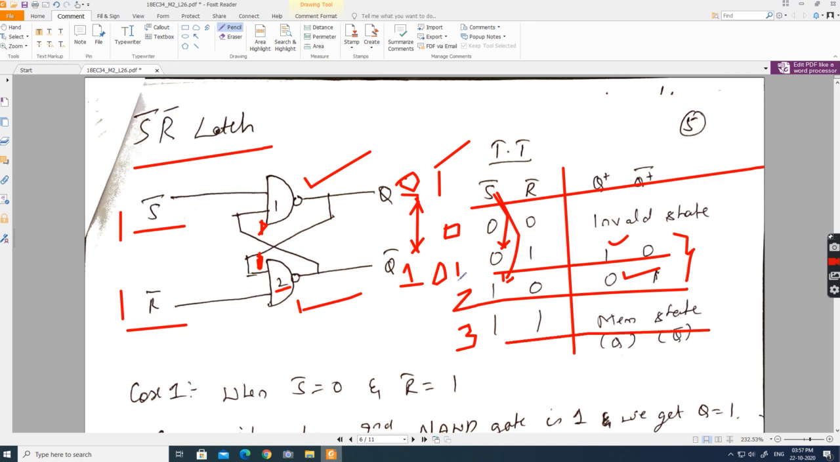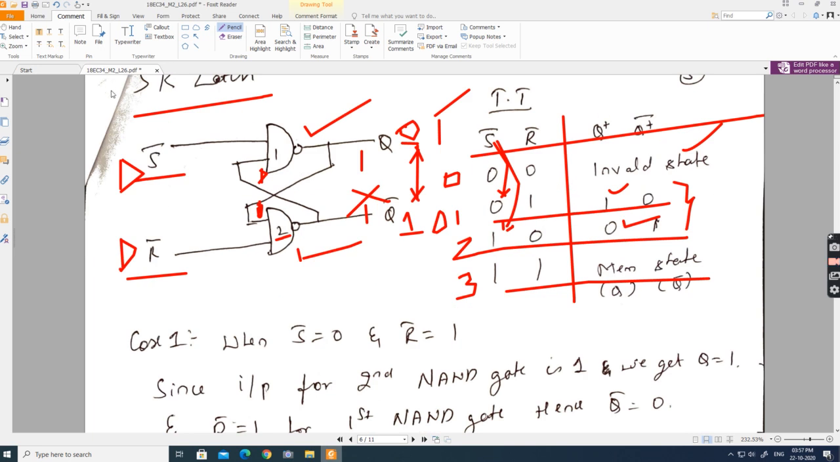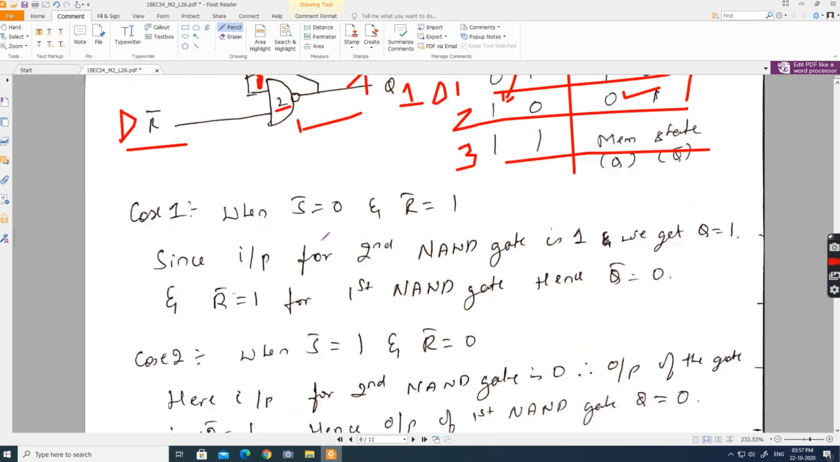And if I make both the inputs 0, if I make S bar and R bar 0, then both outputs are 1 1. Correct? Yes or no? Even Q is 1 and Q bar is 1, and that condition will never happen. That's why I call that state the invalid state, or forbidden state. Is that understandable? Yes, sir.